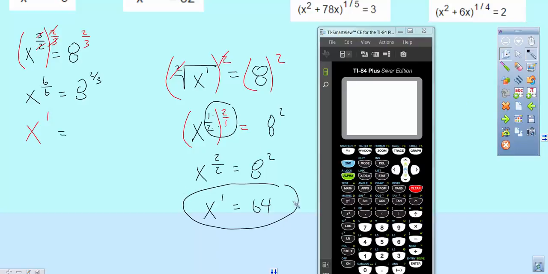Okay, so we got our calculator, so now we would take 8 and we would raise it to the 2/3 power, and that tells us that our answer is 4.